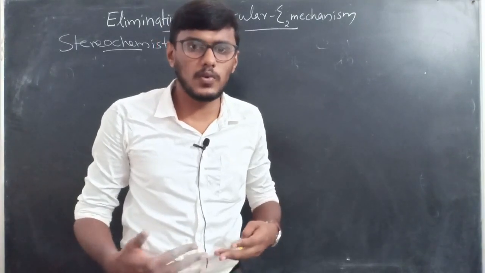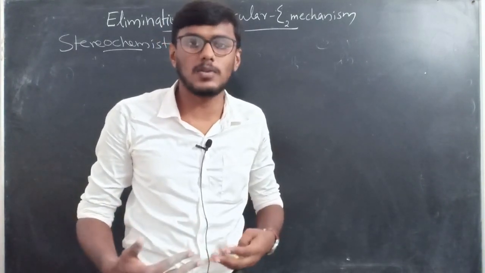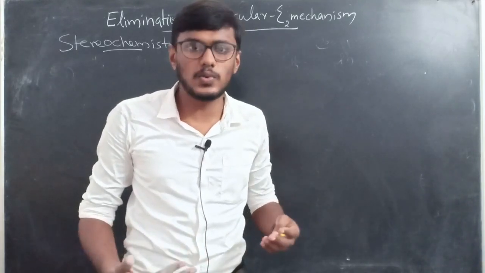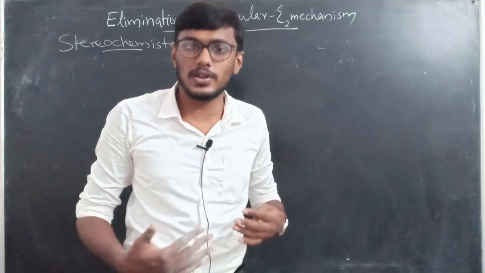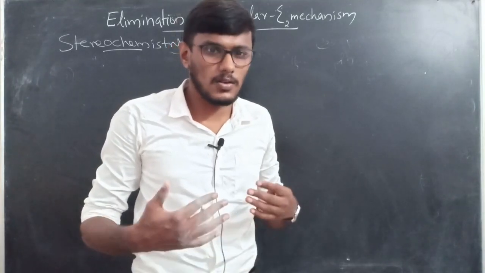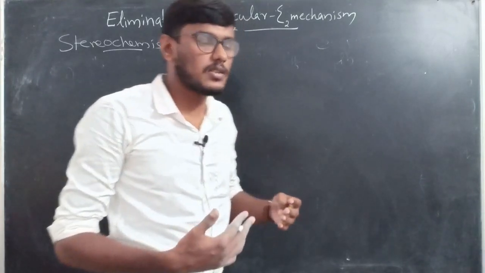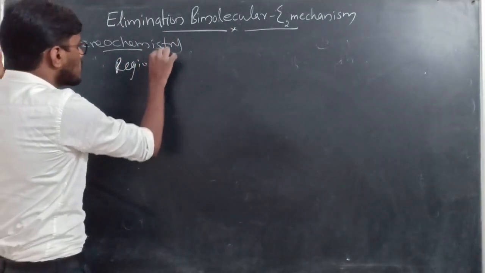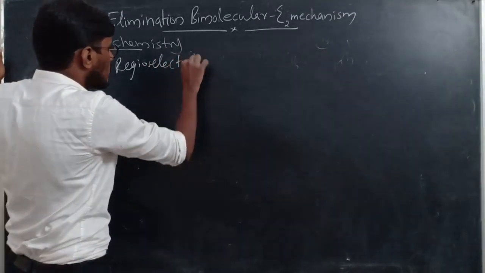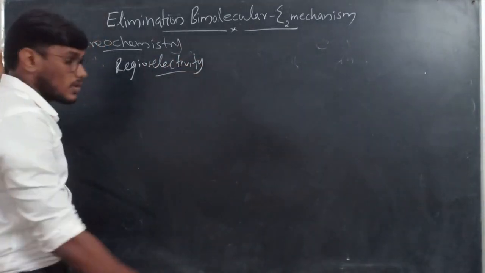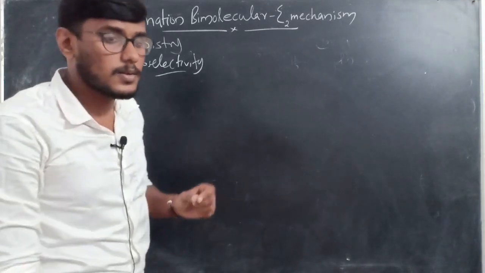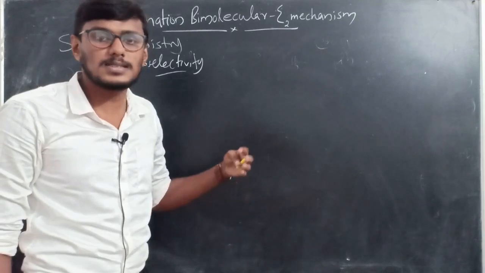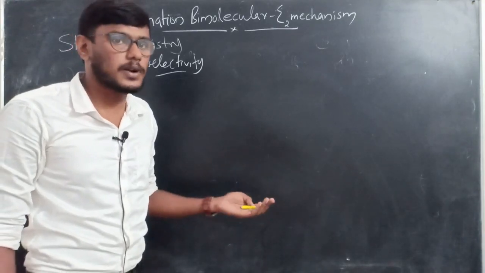Next, I am going to give you another example for regioselectivity in E2 reactions. In the previous video, I already gave you more than one example for regioselectivity. Another example is regioselectivity in E2 reactions. We know that E2 reactions generally give more substituted products, but when the base is a bulkier base, it gives less substituted products.